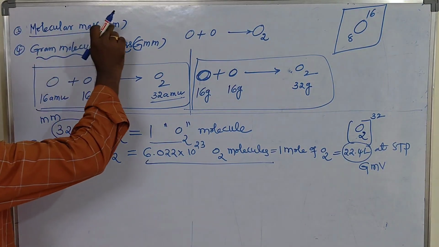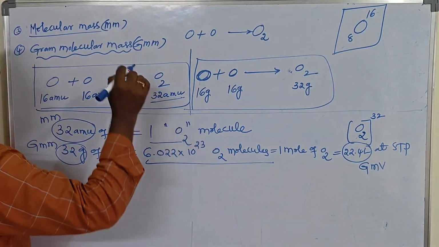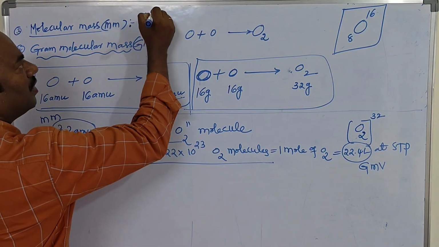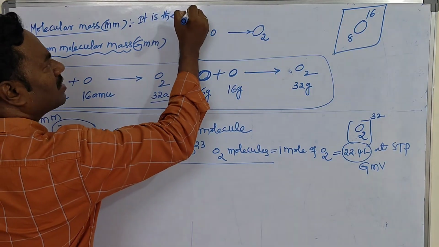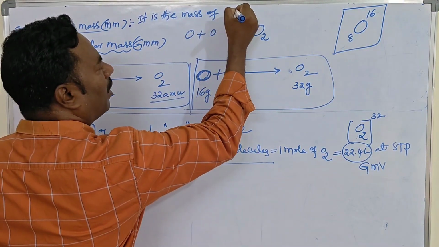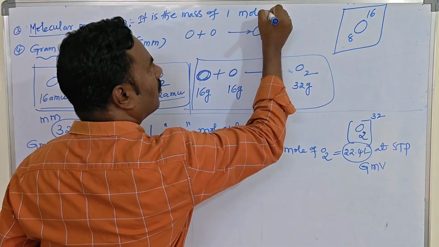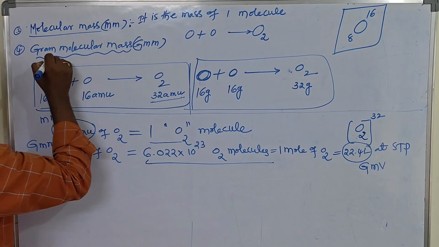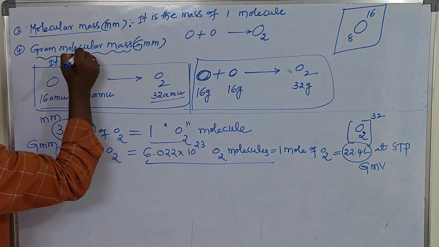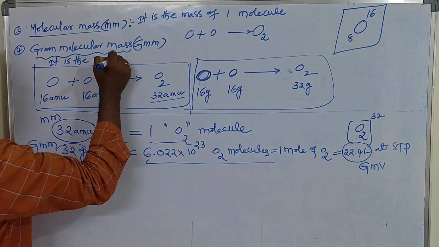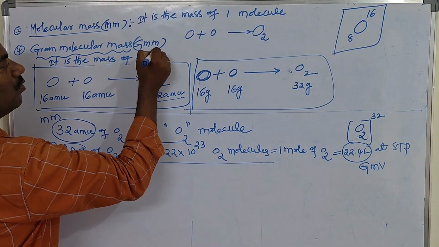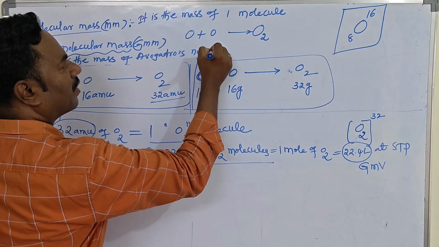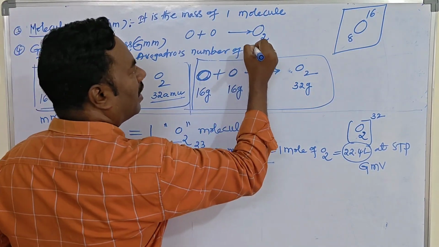molecular mass. Molecular mass means it is the mass of one molecule. Gram molecular mass means it is the mass of Avogadro's number of molecules.